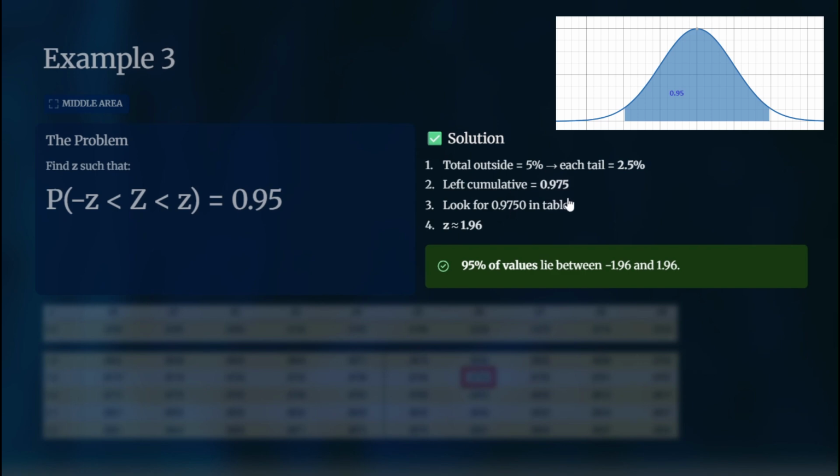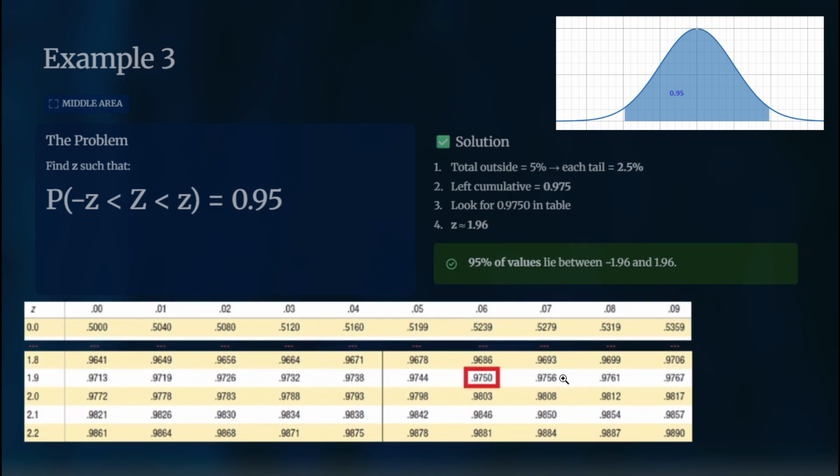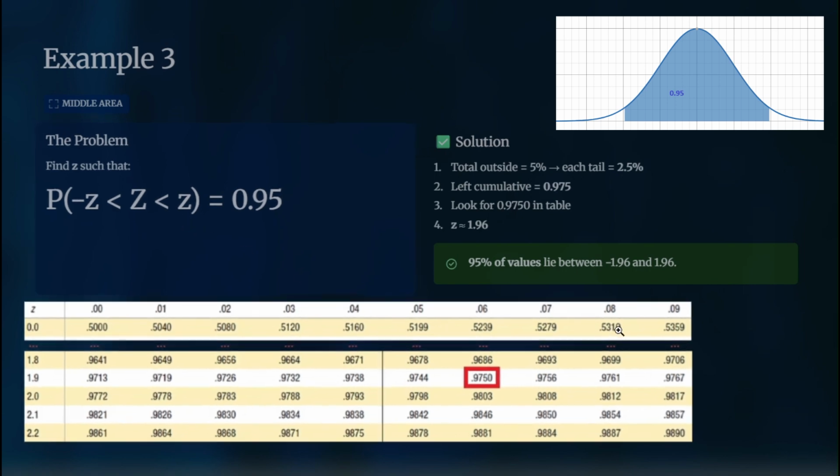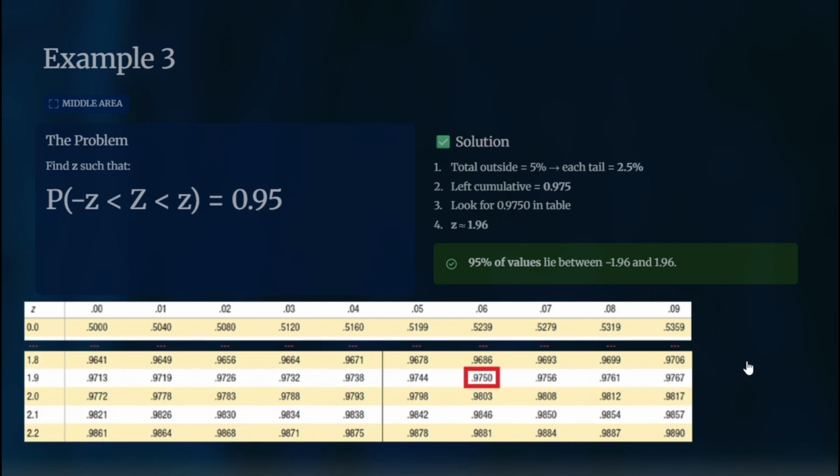So we'll need to look for the closest value to 0.975 in the table. If we look here, we have exactly 0.9750, and that corresponds to a z-score of 1.96. Since our curve is symmetric, we know that the lower bound will be negative 1.96 and positive 1.96 is our upper bound. In other words, 95% of values lie between negative 1.96 and positive 1.96.